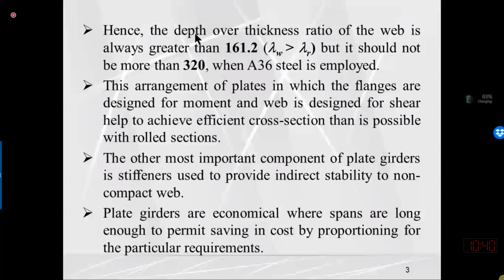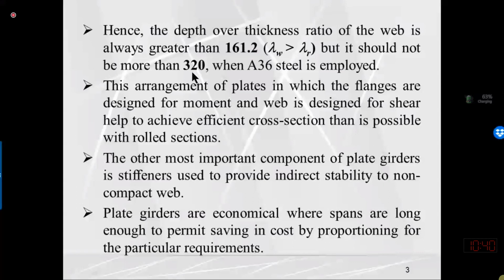Why will it be slender? Because we are keeping the lambda w value more than 161. But this value will always be less than 320 because we do not want a very thin web. So we have lambda w. What is lambda w? The height of the web over the thickness of the web ratio, between 161.2 and 320. Where we are getting this 320 value, I will explain in upcoming slides.